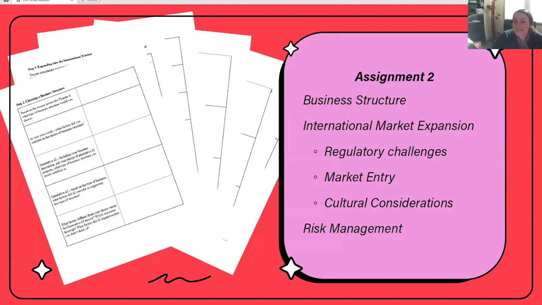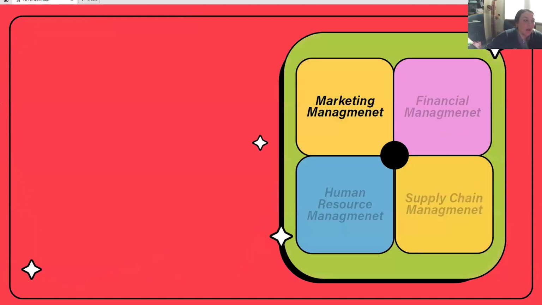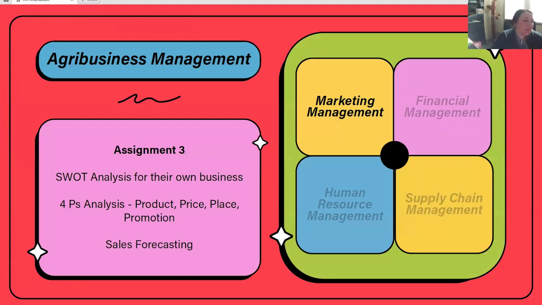as well as risk management. With the risk management side of things, we talked about business risk. A lot of risk may come with a lot of reward, but it may come with failure as well. They were required to research other companies that did what they did and how successful they were, as well as with the agribusiness management.